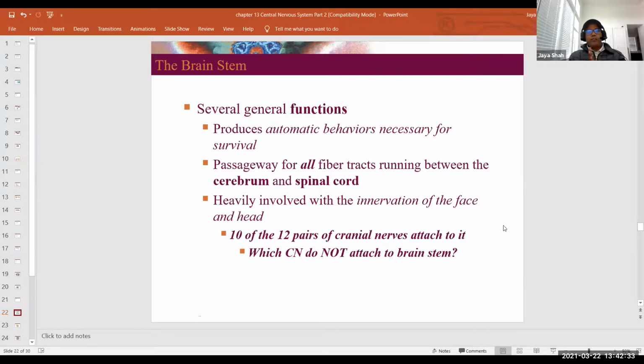This is the area where all fiber tracts running between the cerebrum and spinal cord pass. From the spinal cord, all the sensory fibers pass through it. All the motor fibers from the brain pass through it. And they are heavily involved with innervation of the head and face. So this is the brain stem, from where most of the cranial nerves exit.